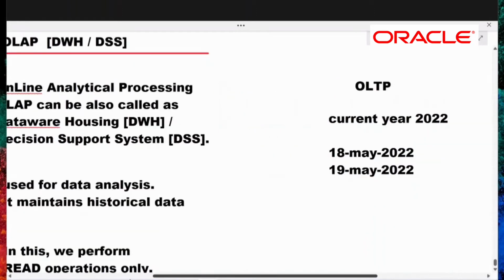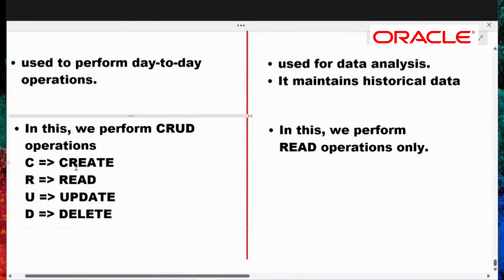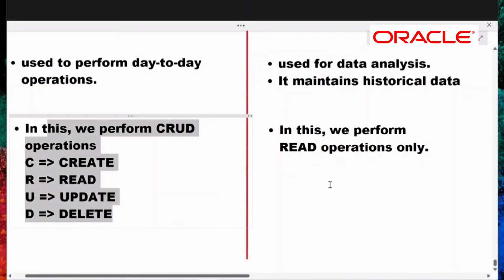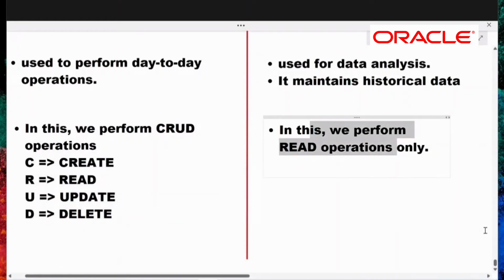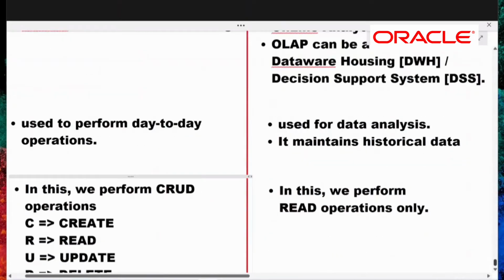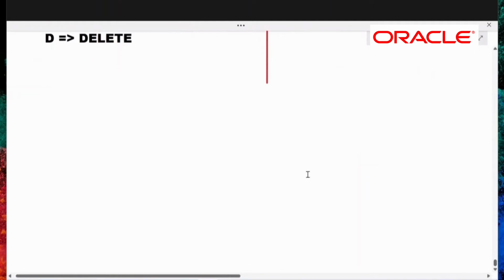Because of this reason, today we are performing day-to-day operations. After some days, this data will become historical data, past data. So if we record OLTP, that will become OLAP. OLAP means past data, historical data. If we record OLTP in the future, that will become OLAP. That's it. So to perform day-to-day operations, we are using OLTP, and for data analysis, we are using OLAP.